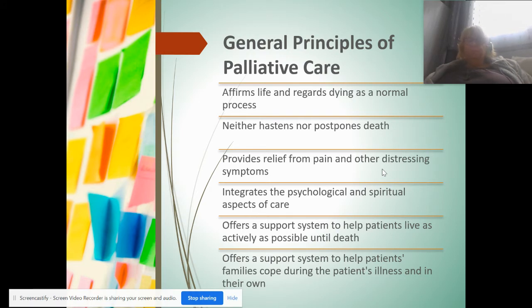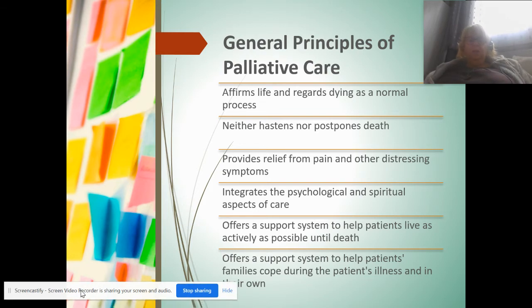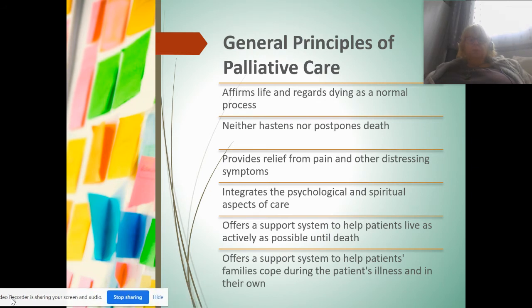It offers a support system to help patients' families cope during the patient's illness and in their own bereavement. So sometimes you'll find that if you look after the family as well as the patient, the patient is more likely to have what's classed as a good death. And the family will be happier around what has happened for the patient.